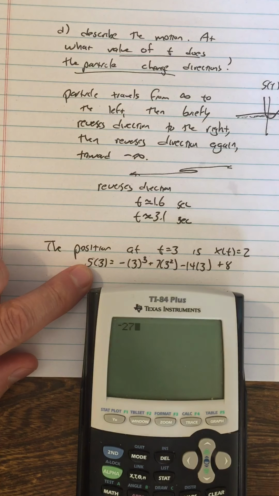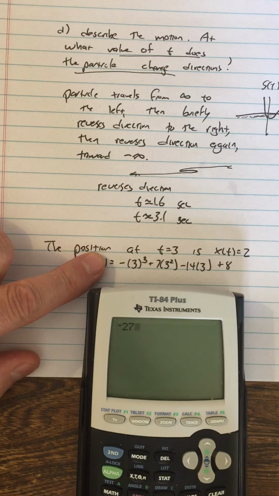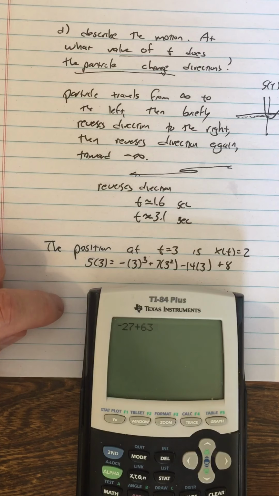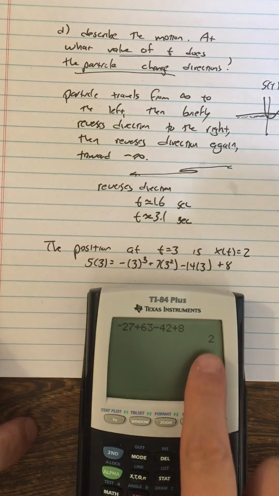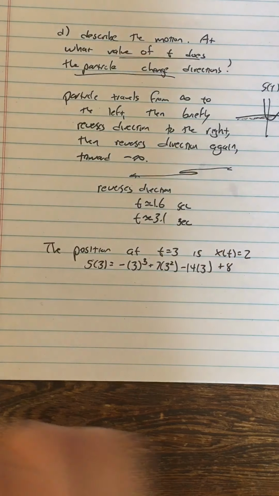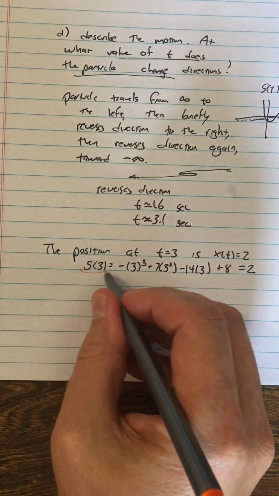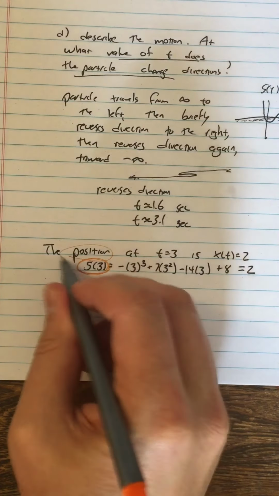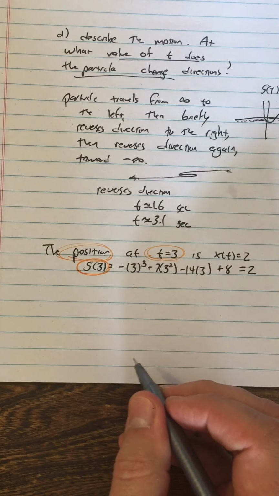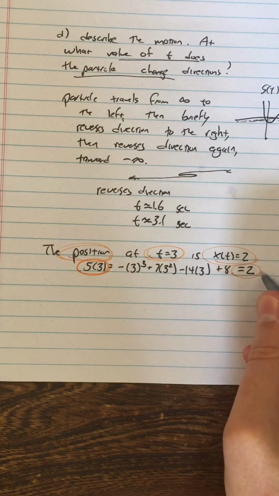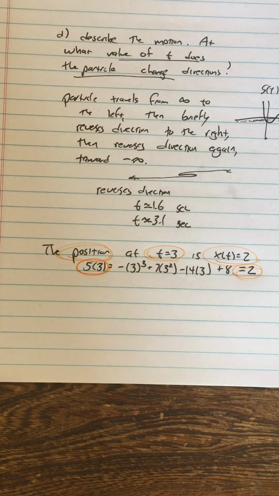So there's nothing to obviously simplify it, but I can say negative 27 plus 7 times 9, at least I can do that in my head, it's 63. And then 14 times 3, what is that, 52, or not 42? 42. So minus 42, and then plus 8, and it equals, hey, it's 2. Okay, so probably not surprising, but what I want to emphasize is when I do s of 3, it tells me the position at time 3 is 2. Okay? So that's what that question is about.